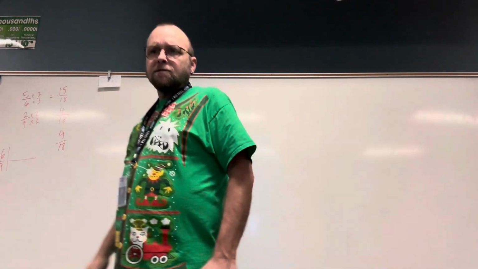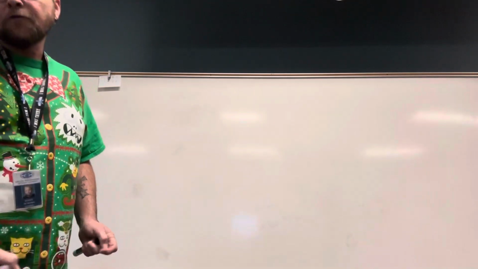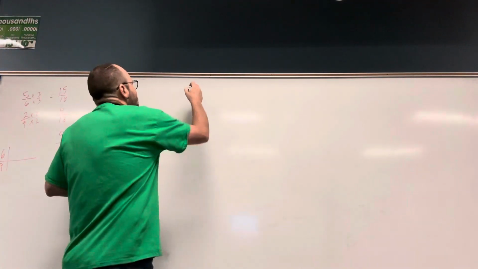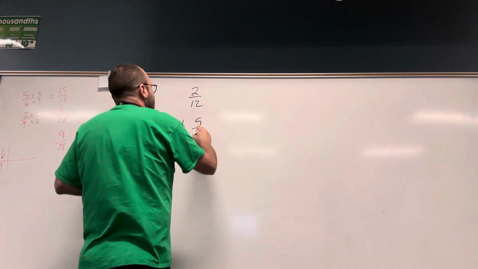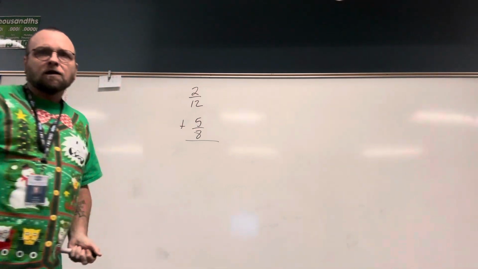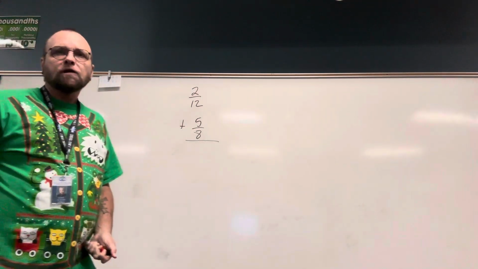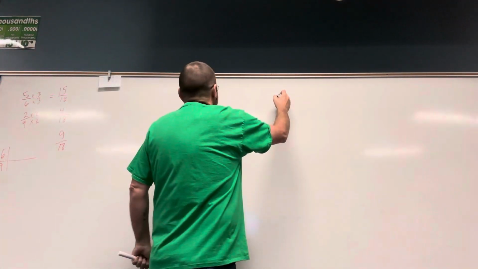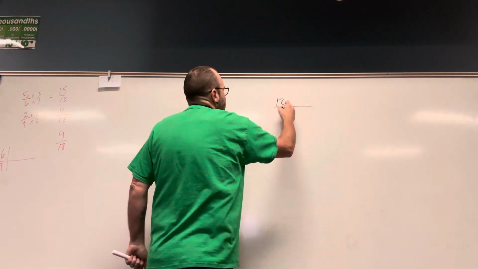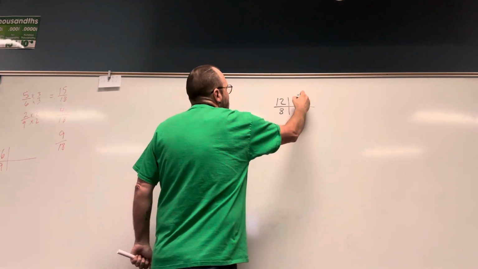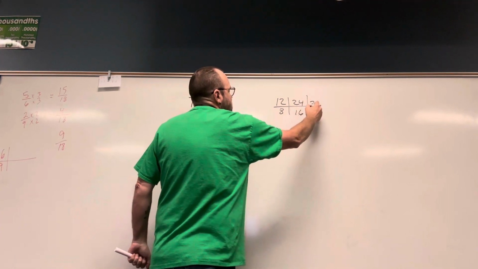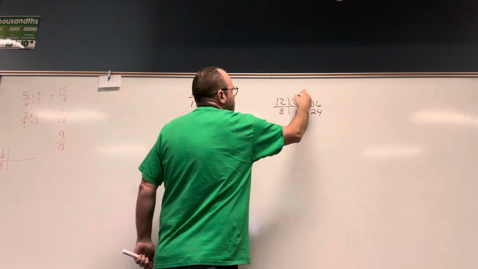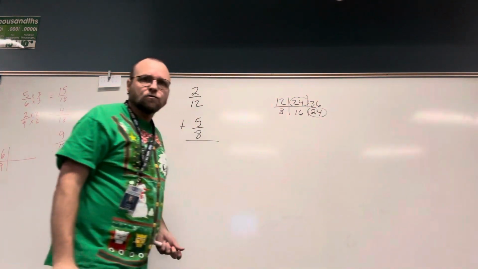Okay. The second one is going to be 2/12 plus 5/8. I've got to find a common denominator. I cannot add or subtract without a common denominator. Take my denominators, 12 and 8: 24, 16, 36, and 24. My common denominator is 24.